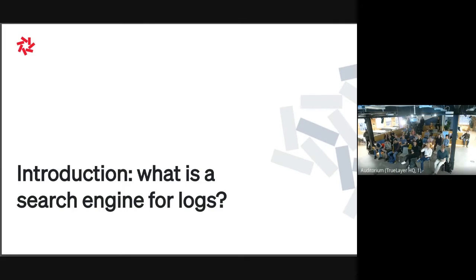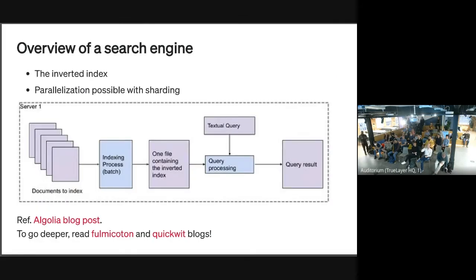Search engine for logs. First, let's define a search engine. I'm very glad that Harrison told us about Tantivy and things, but let me just say that a search engine is simply an engine that is building an inverted index. An inverted index, what is it? It's just a dictionary of every word that you have among your documents. And for every word, the engine will build the sorted list of document IDs. And that's all. That's the indexing part.